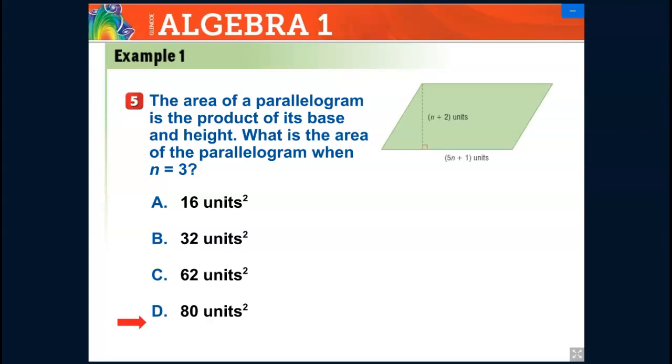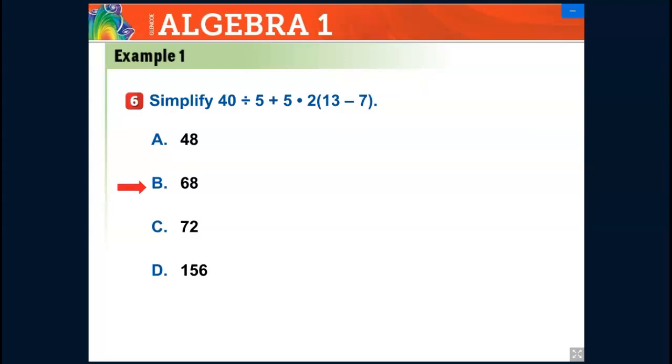Okay, example number 5 is a parallelogram. The area of a parallelogram should have been letter D. Guys, they're up on the board because I want to make sure we get through everything because we're running low. And then number 6, you got B, 68. So you should have done your parentheses, then your division, then your multiplication, and finally your addition.